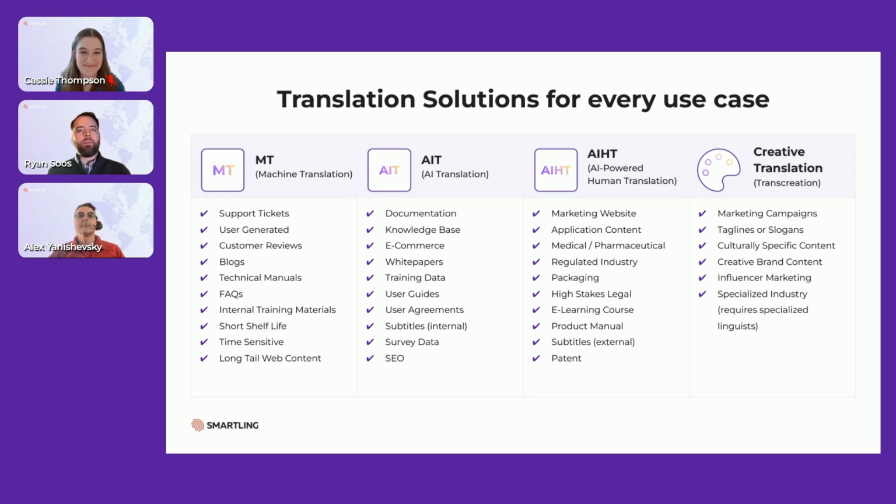I'm sorry, Cassie, but what we're displaying on the screen and these examples of documentation for AIT or regulated industry for AIHT, that is not necessarily lockstep, right? That is not necessarily, hey, one-to-one match no matter what. So for each content type, each page, each release, what you want to do is have a targeted approach. And when you're working with Smartling, you can rely on your CSM either to provide guidance themselves or loop in experts like Alex about what might be the best solution for you.